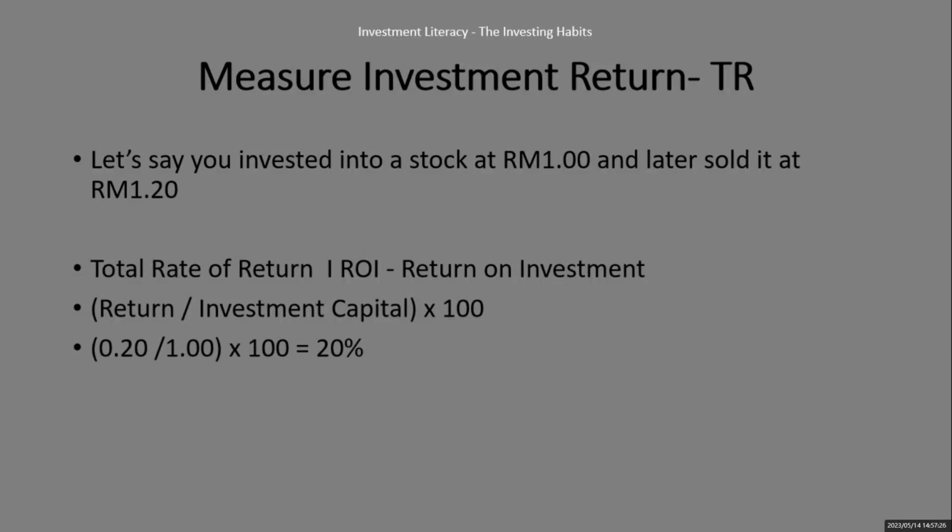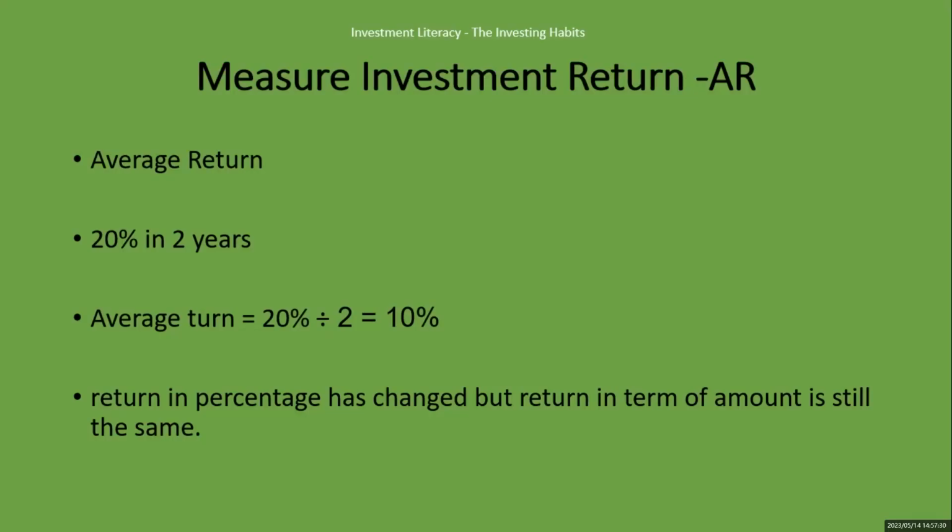However, this investment return does not take the time frame into consideration. So next, we're going to look at the average return. Let's say you made that return in 2 years. So we take the 20% divided by 2. So in 1 year, you get a 10% return. That is called an average return. Now you can see the percentage has changed, but in terms of amount, it is still the same.